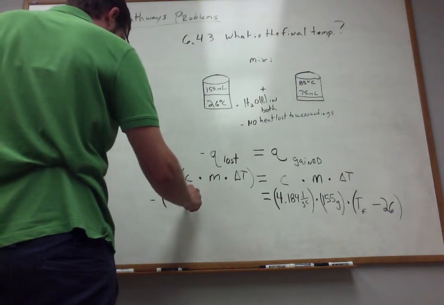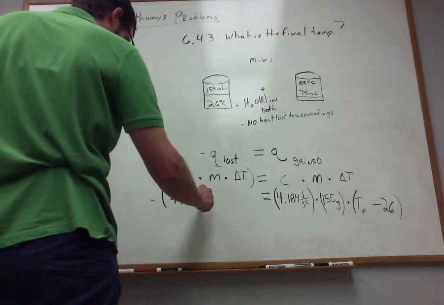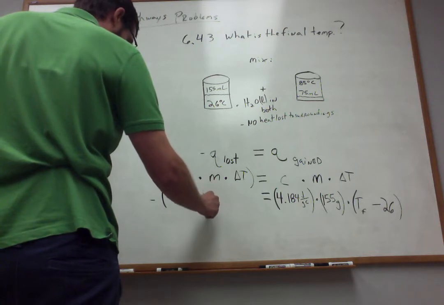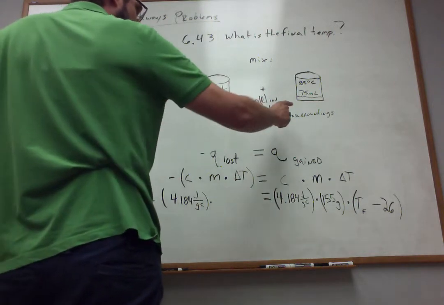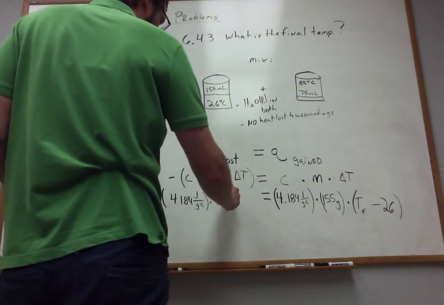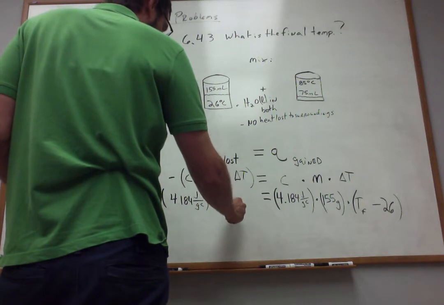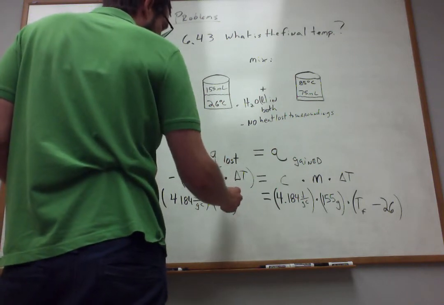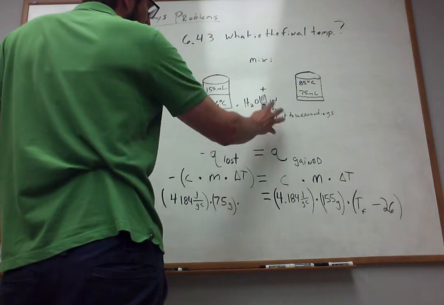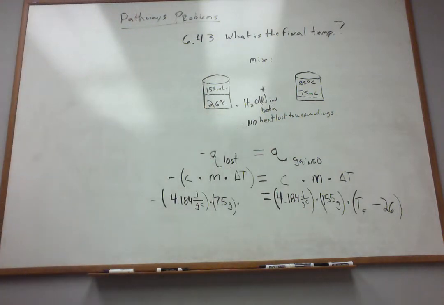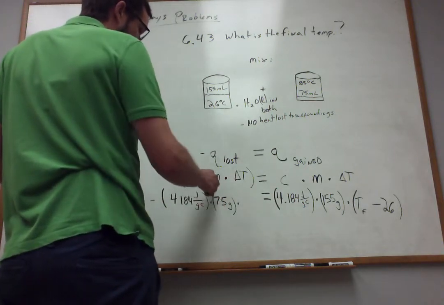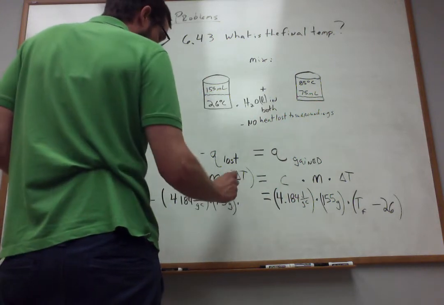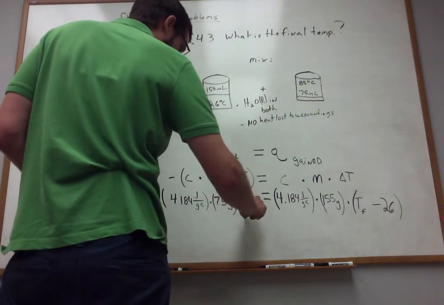So 4.184 joules per gram per degree Celsius is still the specific heat. I need to multiply that by the mass of the water. Now it looks like I've got 75 milliliters of the hot water. We're going to assume that the density of it is still 1 gram. There are different temperatures which would make their densities a little bit different, but for our purposes here in this problem, we're going to assume it's 1 gram per milliliter, okay? So 75 grams, 75 milliliters, and then I got this delta T term again, right?